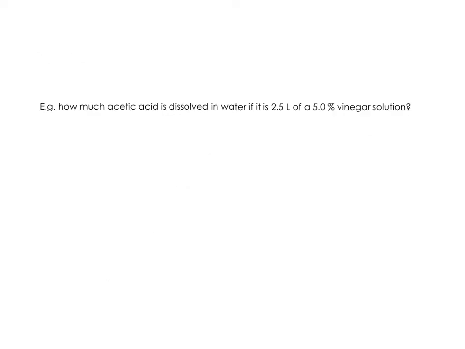How much acetic acid is dissolved in water if it is 2.5 liters of a 5% vinegar solution? So we have 2.5 liters. That needs to be in milliliters, so multiply 2.5 liters by the conversion factor. There's 1,000 milliliters in a liter. So either make a statement about the conversion or show the conversion.